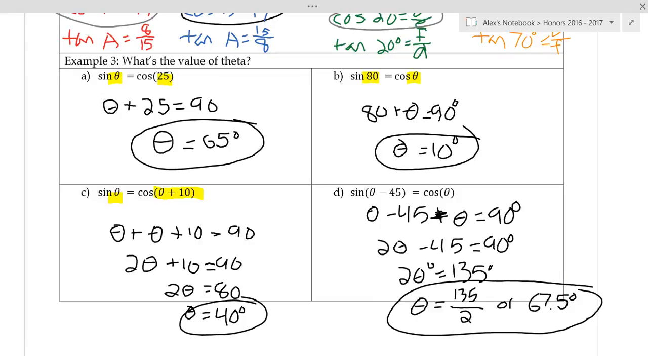So those problems aren't too bad. Just remembering that if you have the sine of one and it equals the cosine of the other, they're complementary angles.